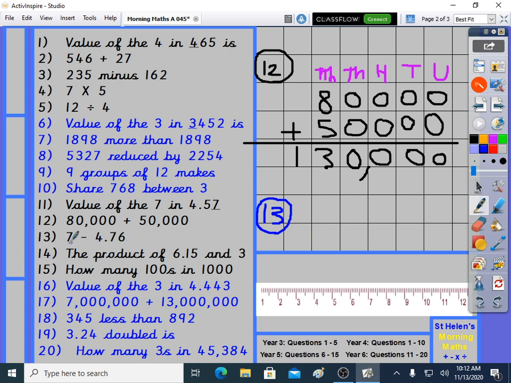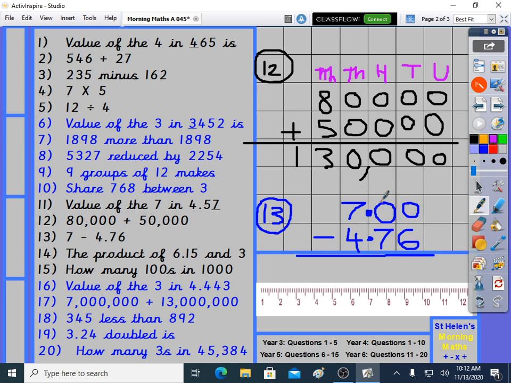Question 13. 7 is bigger than 4 and a bit, so 7 goes on the top. 7's a bit jealous of this number because 7 has no decimal places, but it can have some. 7.00 is exactly the same as 7. Still 7 point nothing, so it's still just 7. But the great thing about the 0.00 is it lets us line up the question correctly. Because without these zeros, the column method won't work here.